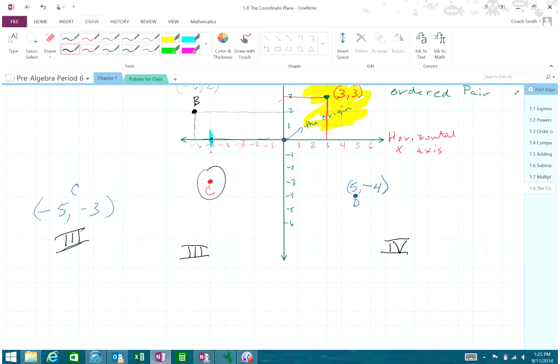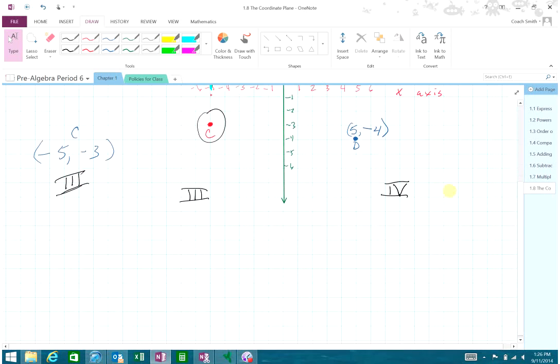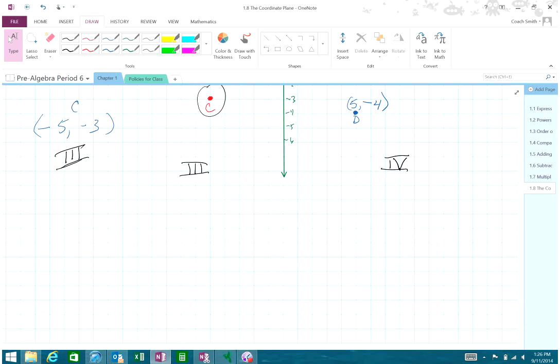All right, so the x number or the x coordinate always goes first. The y coordinate always goes second. That's why it's called the ordered pair, not the disordered pair or the random pair. It's called ordered. It means it goes in order. X comes before y in the alphabet. Therefore, x coordinate comes before y coordinate. Okay? All right. Let's look at another one.